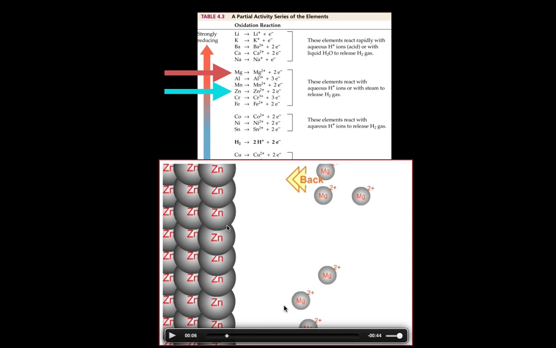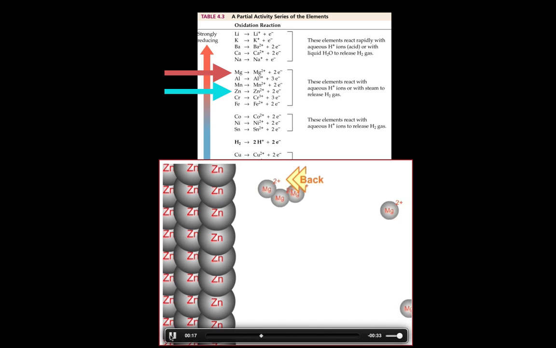So the question is, is zinc more reactive than magnesium? Based off of our chart, it is not. So zinc is not going to give up its electrons as easily as magnesium has already. Let's see if there's going to be a reaction when these atoms come into contact with each other. And as you can see, they just bounce right off. There isn't any reaction. There's a no reaction reaction, basically.